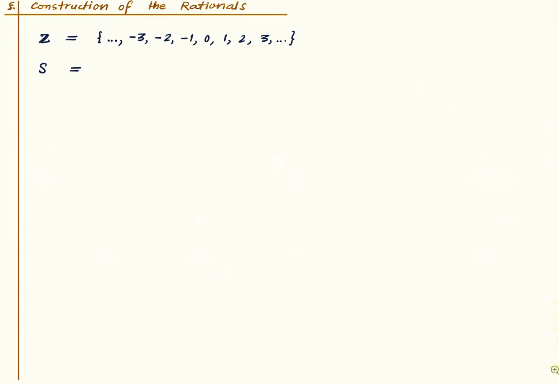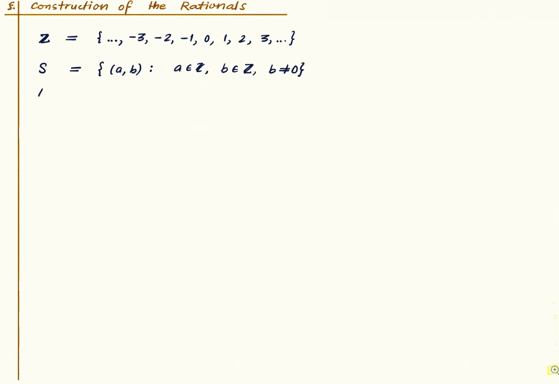So first, define the set S as all the pairs that one can form of the following sort, where A is an integer and B is a non-zero integer. So this is the set of all the pairs of integers where the second one is non-zero. So that's our set S, and now we define a relation on it.